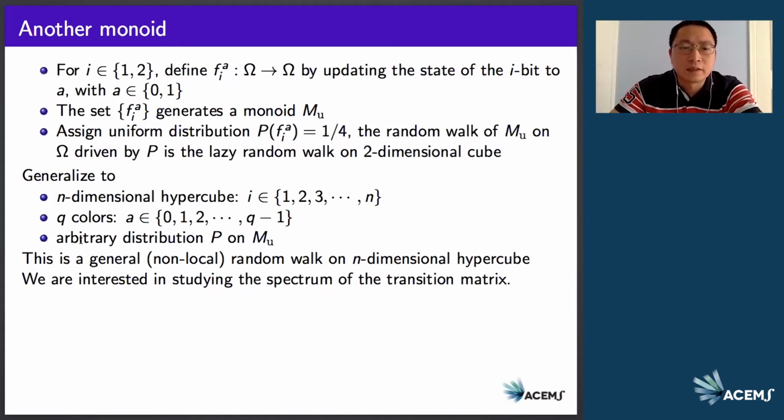And we can consider a very arbitrary distribution P on this monoid. So now, this will correspond to a very general and also non-local random walk on this n-dimensional hypercube, because it can jump from one place to any other place. And we are very interested in studying the spectrum of the transition matrix. The spectrum of the transition matrix is very useful in Markov chains because it tells lots of information, like the mixing time, like how much time you need to reach the stationary distribution, something like that.